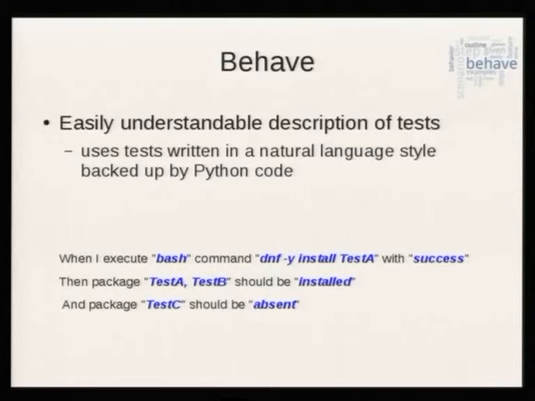When we read this part of our test, it says: when I execute bash command dnf -y install test A with success, then the packages test A and test B should be installed, and the package test C should be absent. I think it's quite understandable. It recognizes what to do, which variable has to be used, and that's just executed, and you will then see the result.